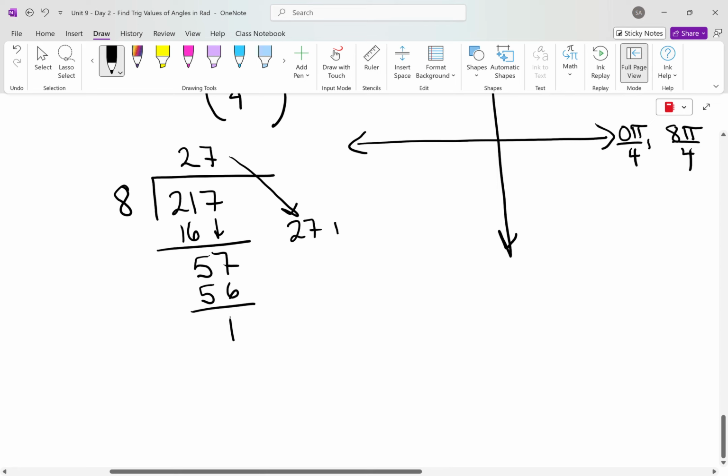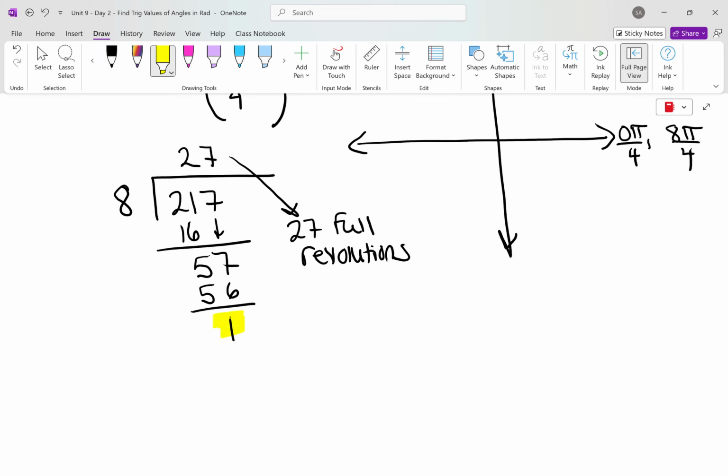So this tells us 27 full revolutions. And then there's going to be our remainder, which is 1, will be 1 pi over 4 left over.